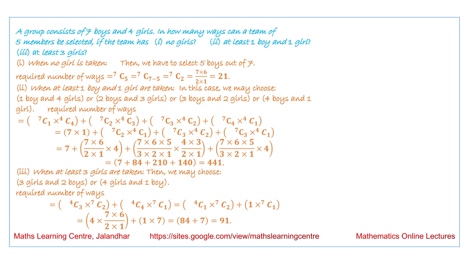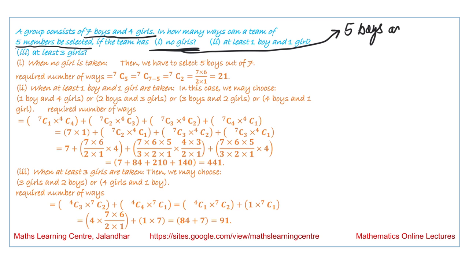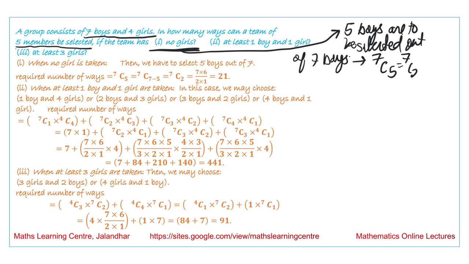Next is, a group consists of 7 boys and 4 girls. In how many ways can a team of 5 members be selected if the team has no girls? When we are talking about the case that the team has no girls, it means 5 boys are to be selected out of 7 boys. The number of ways of doing so is 7C5, that is equal to 7C2. The answer we obtain is equal to 21.